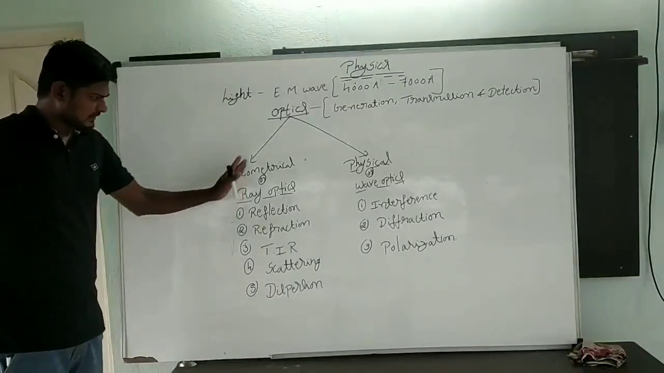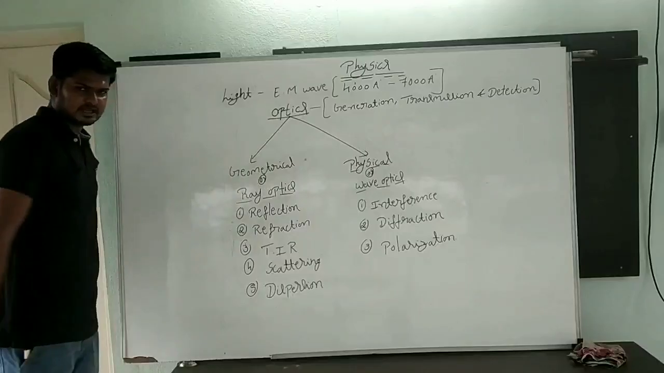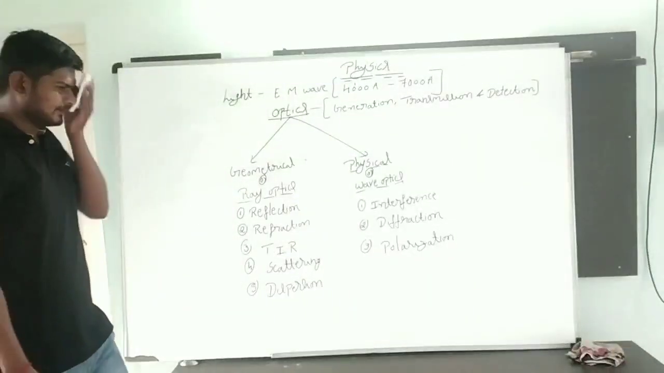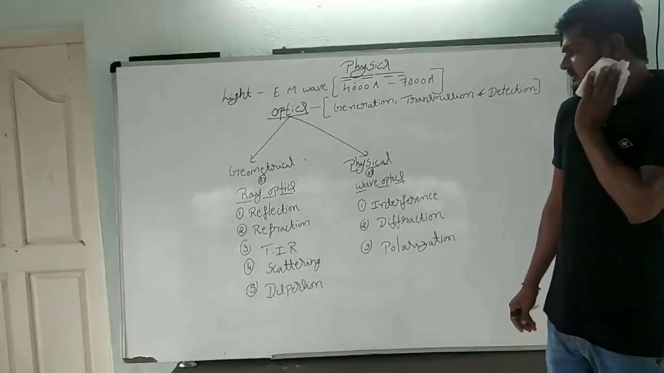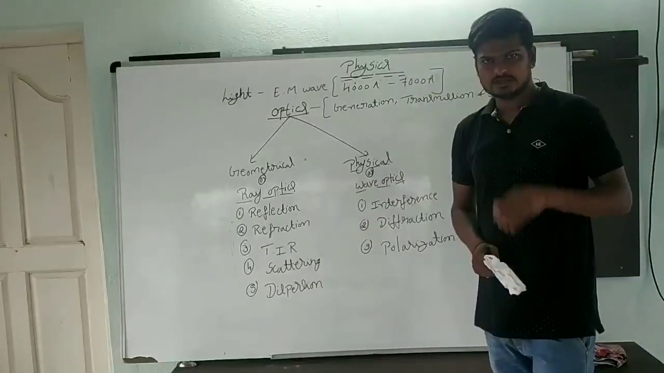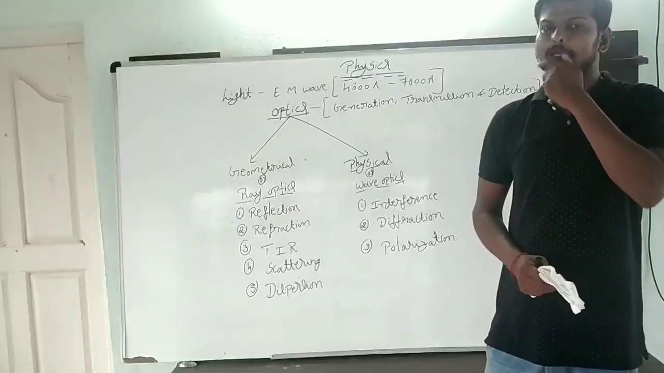Now, based on these properties, I am going to explain what is meant by geometrical optics and what is meant by physical optics. Already at school level, people study about reflection. What is meant by reflection?